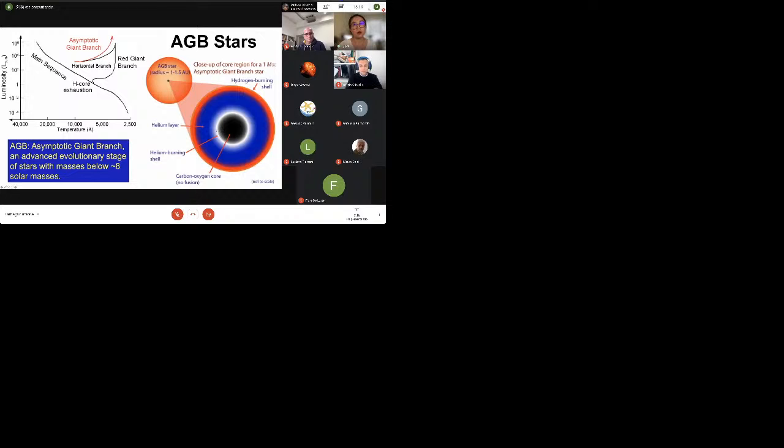which results in their layered structure. They consist of a CO core, a helium burning shell, a helium layer, a hydrogen burning shell, and a convective hydrogen envelope. So current AGB stellar models predict that stars with masses around 1.5 to 3 solar masses can become carbon-rich in their stellar envelope during the AGB phase.